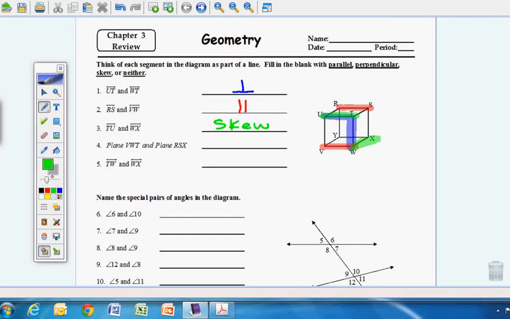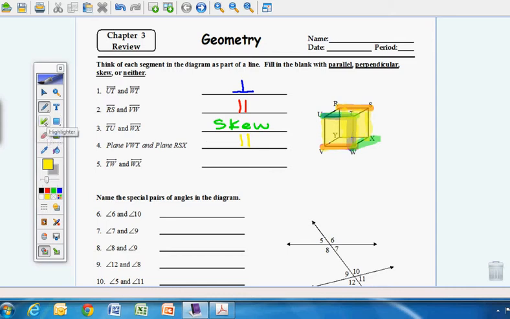Okay, now we want to look at plane VWT. So we're looking at the whole thing. Here's VWT. So this whole front part, that's our front plane. Then we want to see plane RSX. So R is back here, S goes back, so it's that back plane. If we're thinking about a Kleenex box or a book, we have the front and the back. So these ones are actually going to be parallel.